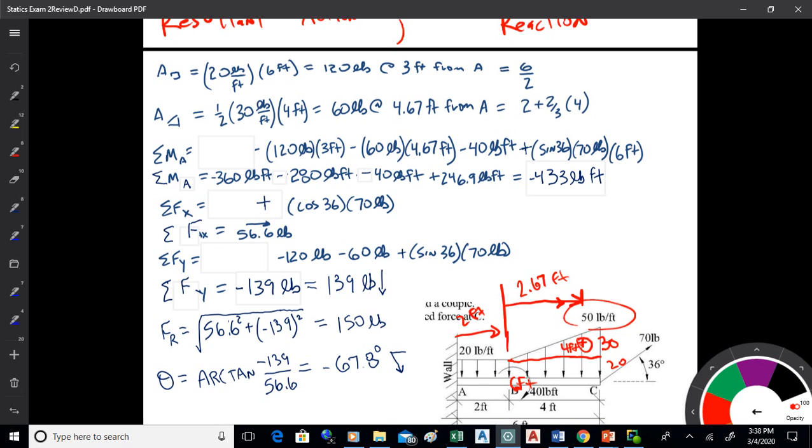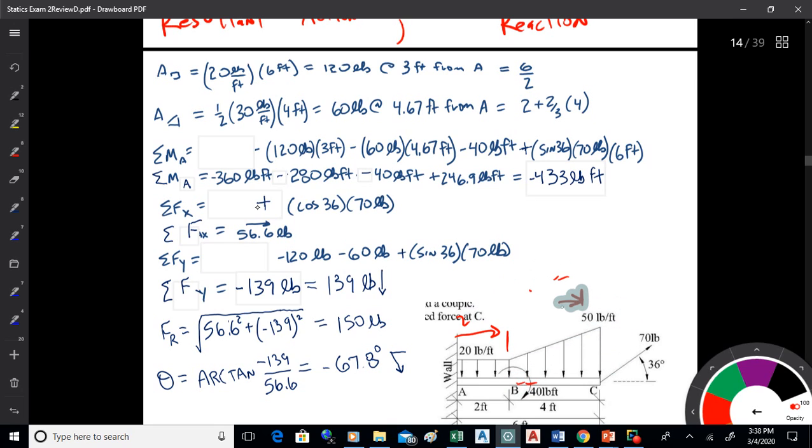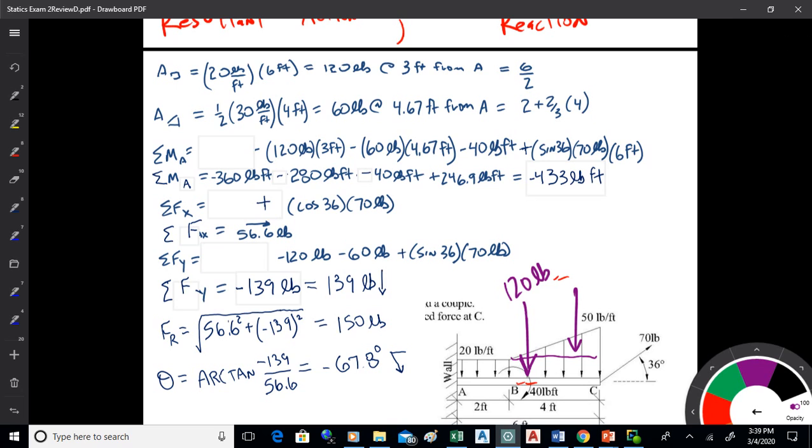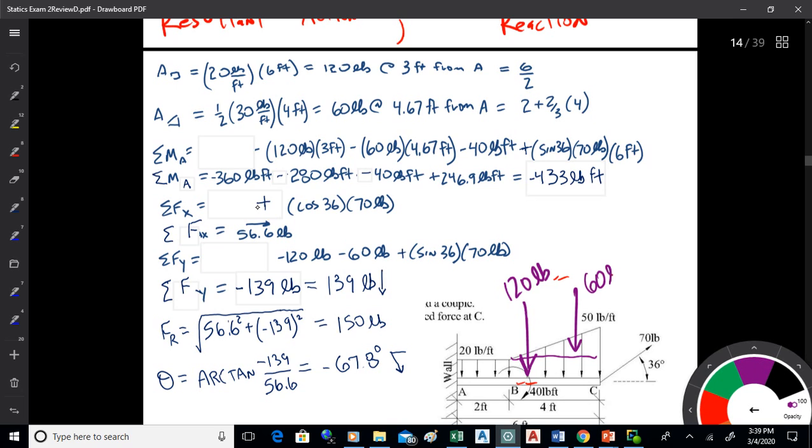So are we doing all right with that? So we're getting those downward forces, and there's 2 of them, and I'm also finding their location. So I've got the one at 3 feet, right there, and that is 120 pounds. And then I'm finding the one in the triangle up above, which goes through the centroid of the triangle, and that is 60 pounds, okay?